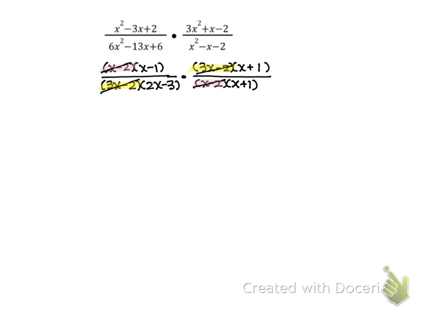Yeah, I've got an x plus 1 and an x plus 1. So let's go ahead and simplify that as well. So I've got my x plus 1 and my x plus 1. So those are going to go away. And then it looks like the only thing I have left is an x minus 1 and a 2x minus 3. So I'm going to have an x minus 1 all over a 2x minus 3.